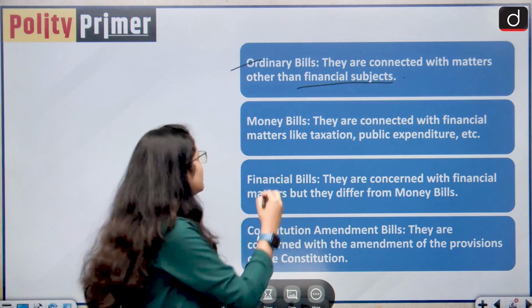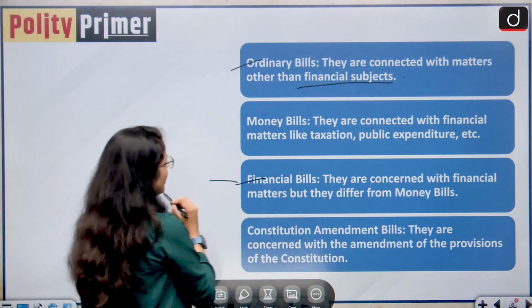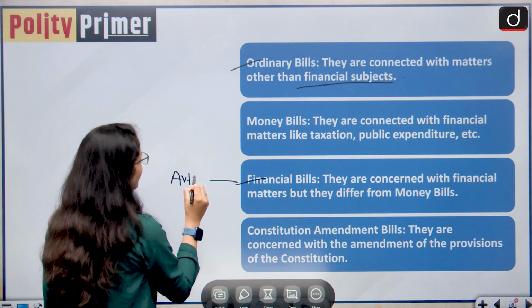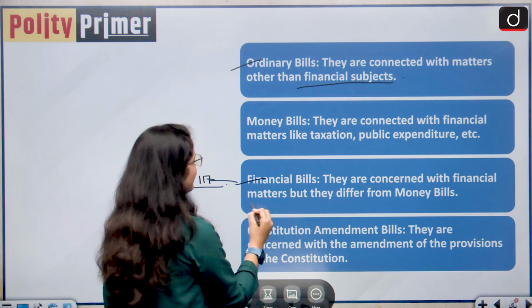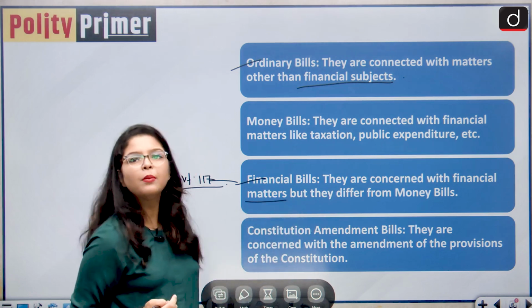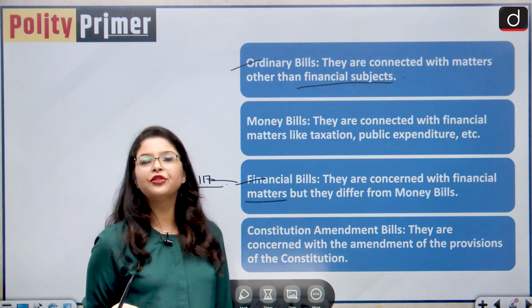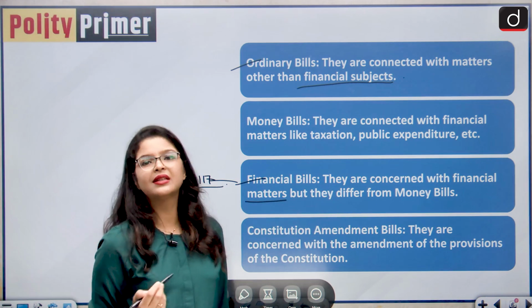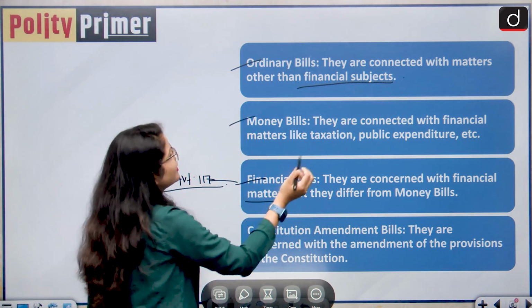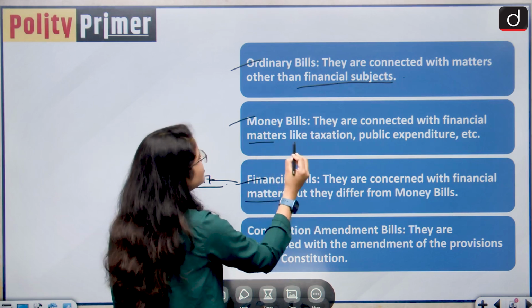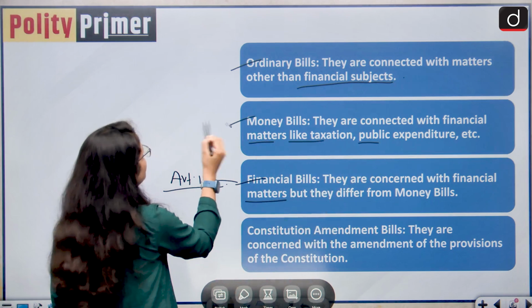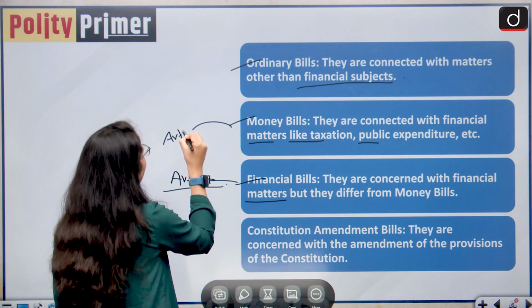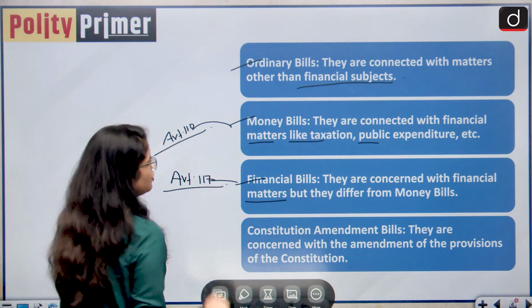Then there are financial bills, which are enumerated under Article 117 of our Indian Constitution. They are concerned with financial matters, but they differ from money bills. We'll see how they differ in our further slides. Then there are money bills. They are connected with financial matters such as taxation, public expenditure, etc., and are enumerated in Article 110 of our Indian Constitution.